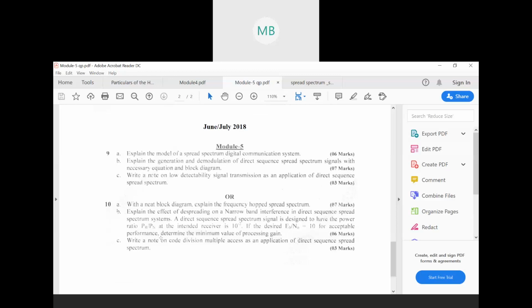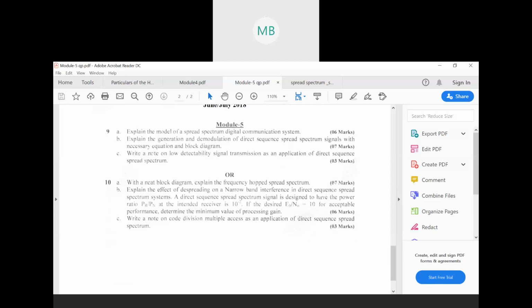Next, with a neat block diagram, explain the frequency hopped spread spectrum. So draw the transmitter and receiver block diagram and explain how frequency hopped spread spectrum is generated.